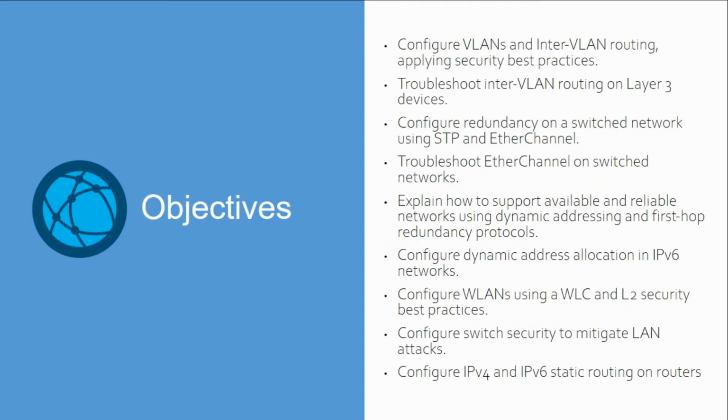At the end of this course, you will learn how to configure VLAN and inter-VLAN. You will learn also about STP and EtherChannel. You will also learn about first hop redundancy protocols. You will learn how to configure wireless local area networks and apply security features. And you will learn how to configure IP version 4 and IP version 6 static routing on routers.